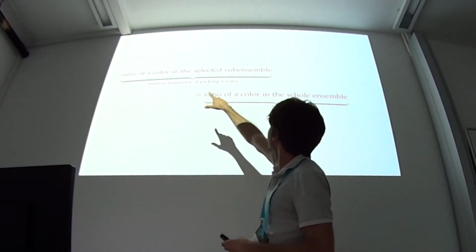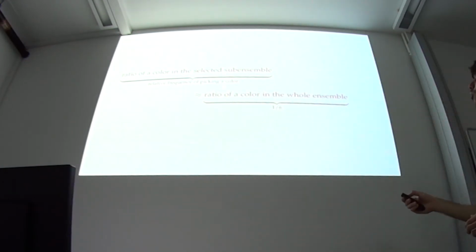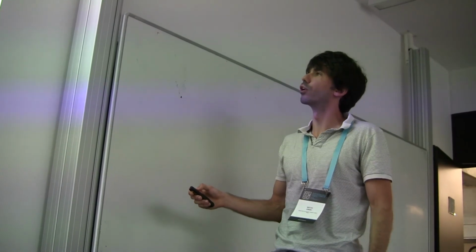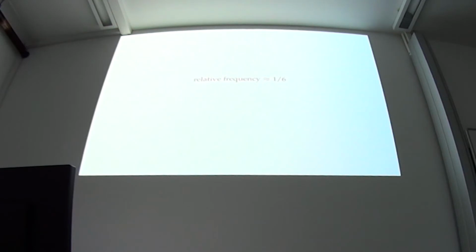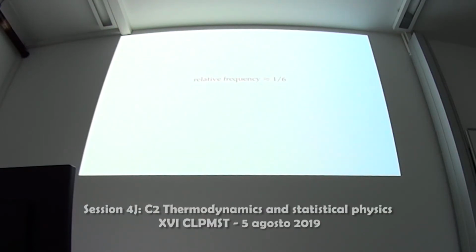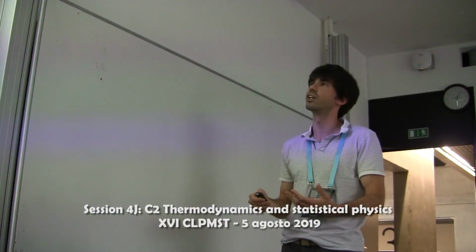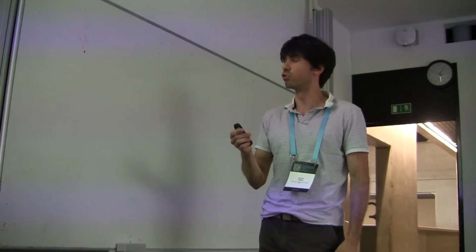Now, the ratio in the selected ensemble is nothing but the relative frequency of picking of a certain color, right? And we know that each color occurs with relative ratio 1/6 in the whole ensemble. So this means that the relative frequency of picking a ball with a certain color will be guaranteed to be 1/6, given this unbiasedness of the trial plus the common cause principle.